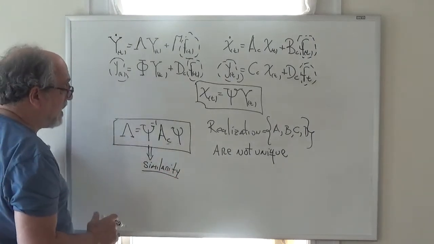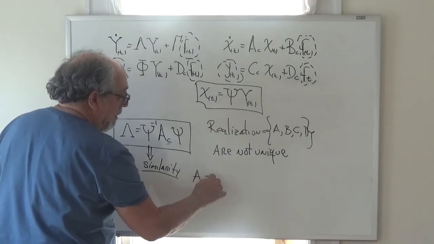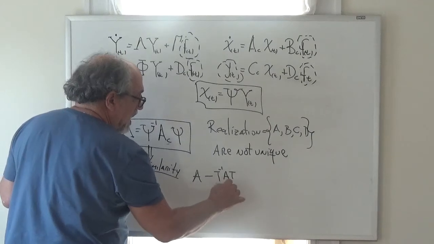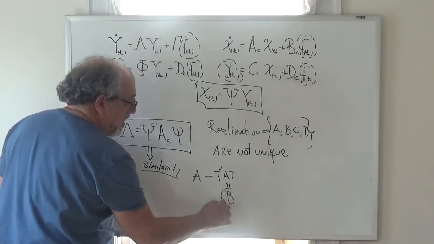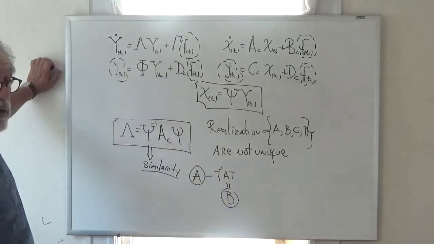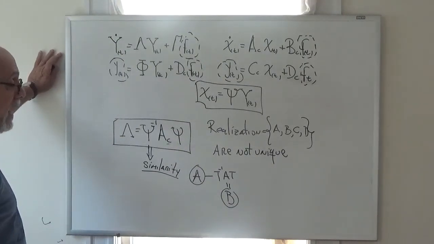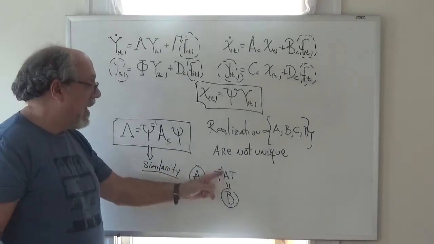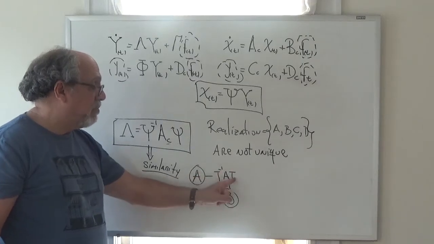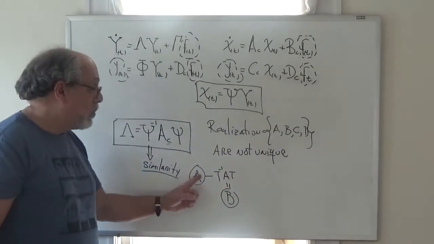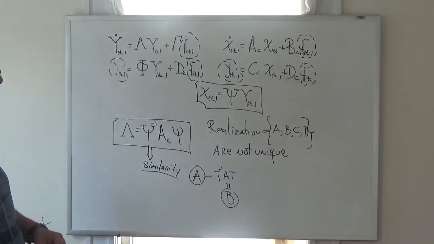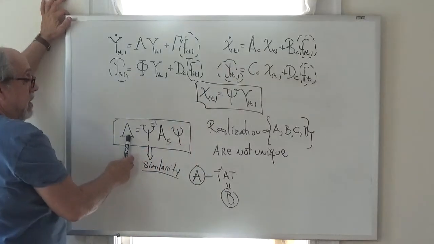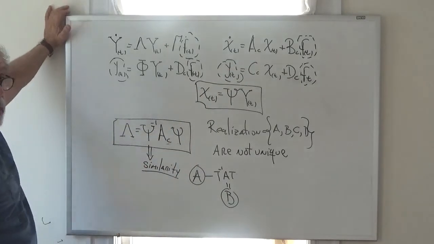So what is a similarity? If I have a matrix A and I do this, T to the minus 1 A T, then that matrix, let's say, is B. These two matrices are said to be similar. Not similar in the sense that they look alike. It's just a technical term. If one matrix and another matrix are related by the pre-multiplication times an inverse and post-multiplication times the matrix, the two matrices are said to be similar. We can see that AC and lambda are similar matrices, right?